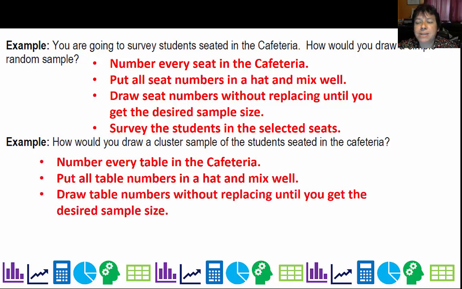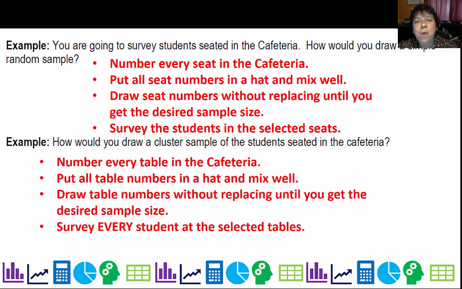So, I basically went to each table and I surveyed every student at the table. I went up to them and said, your table has been randomly selected for our survey, and everyone is invited to do the survey. And so those are cluster samples. My clusters were the tables in the cafeteria. Again, a very good and convenient way to sample if there's no reason to think that there are differences between one table and another.